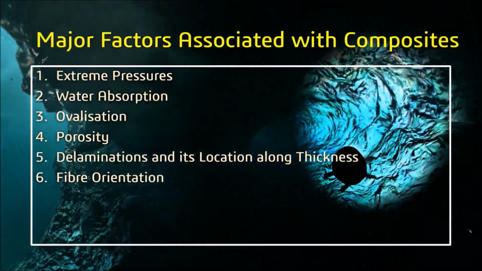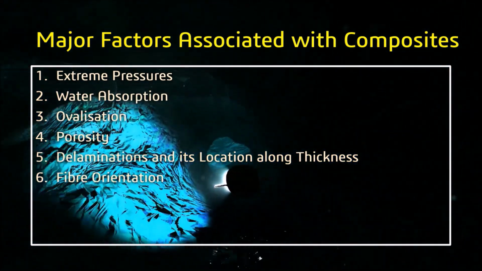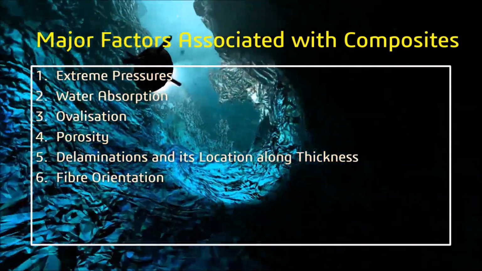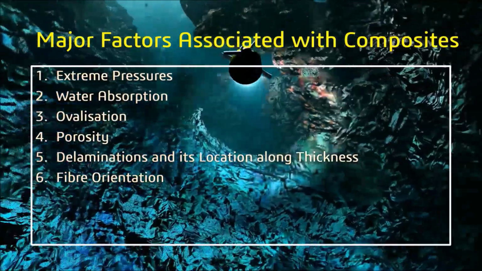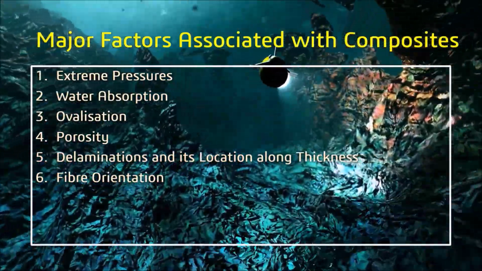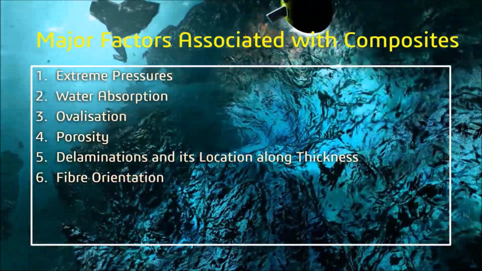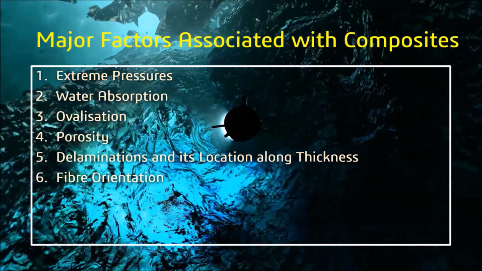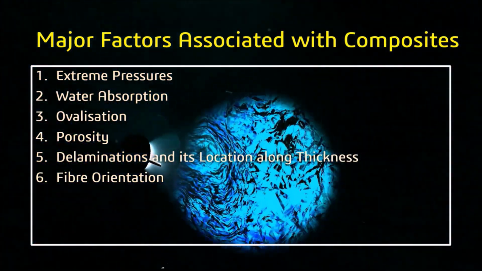Just to summarize, composites at the extreme depths have to face many challenges such as extreme pressures, water absorption, ovalization, defects, delaminations, and fiber waviness. I have discussed these in the previous parts. This video is based on a request by a subscriber who asked me to create a simple similar problem and show how FEA can predict collapse or implosion resistance while accounting for the above factors. So let's dive into it.